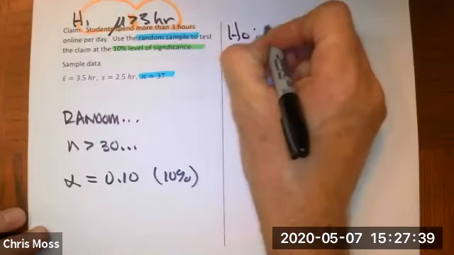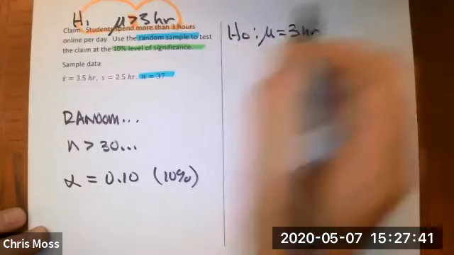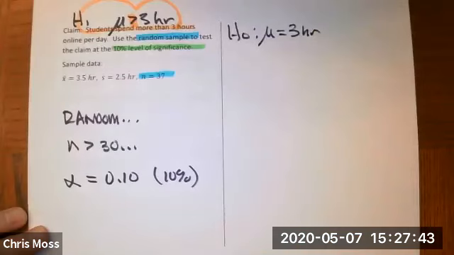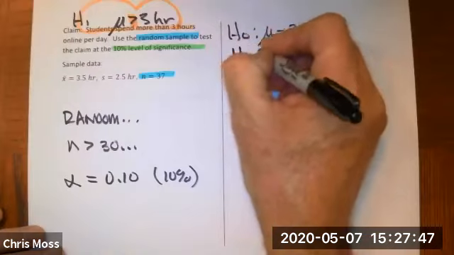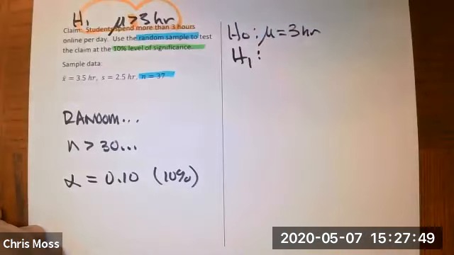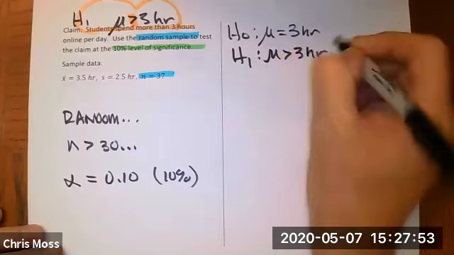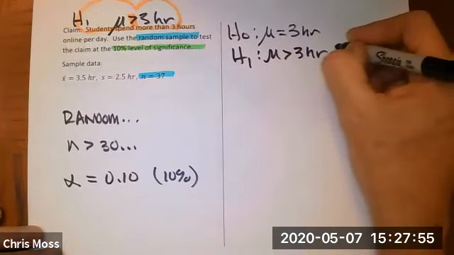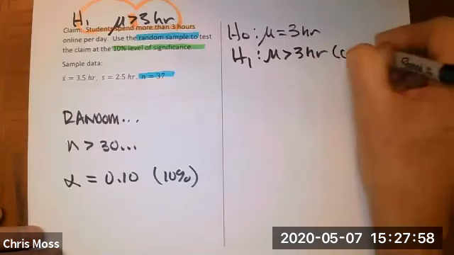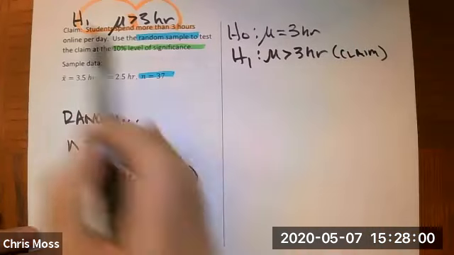So, translation. The mean is equal to 3 hours. That was the null hypothesis. Mu greater than 3 hours. That is the claim that appears in my statement. So my initial claim is the alternative hypothesis.